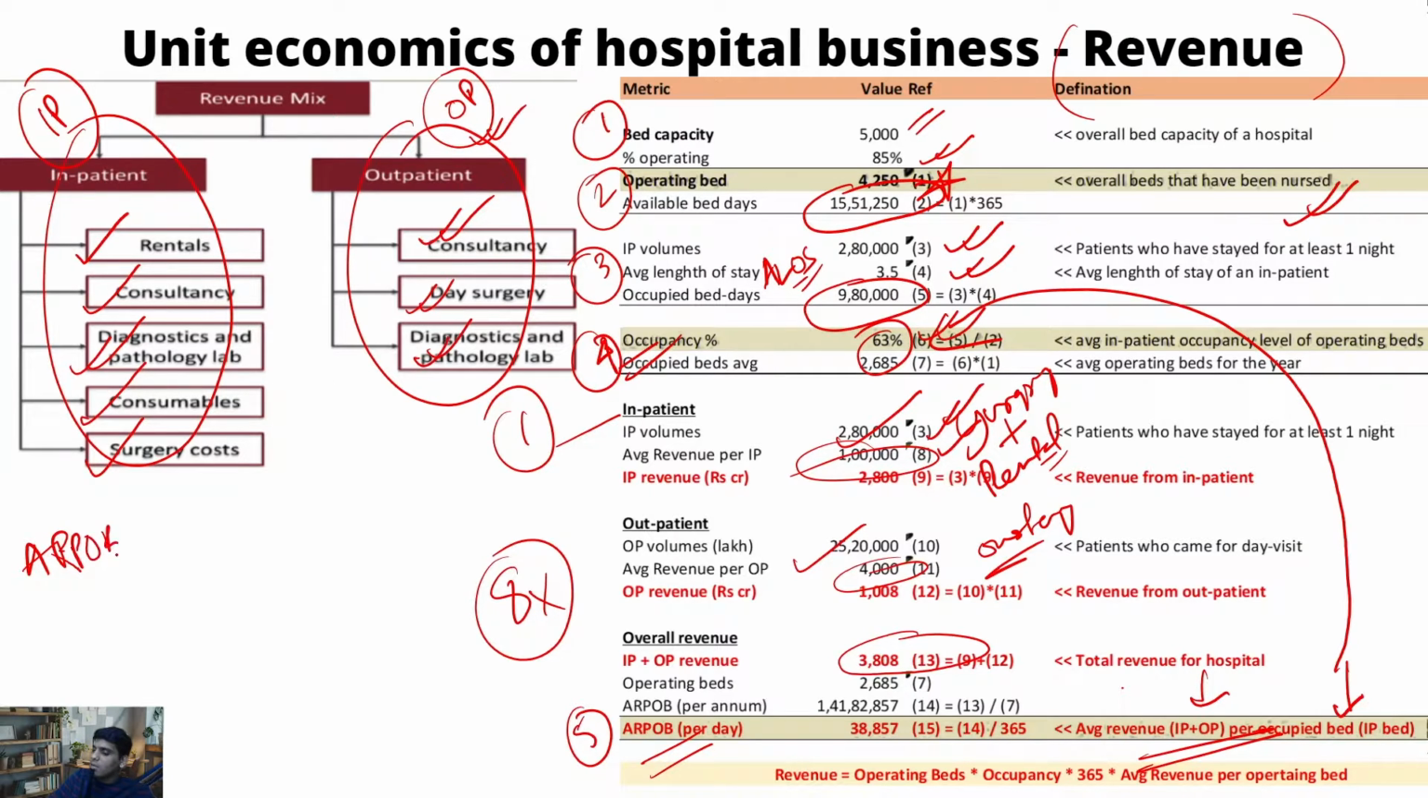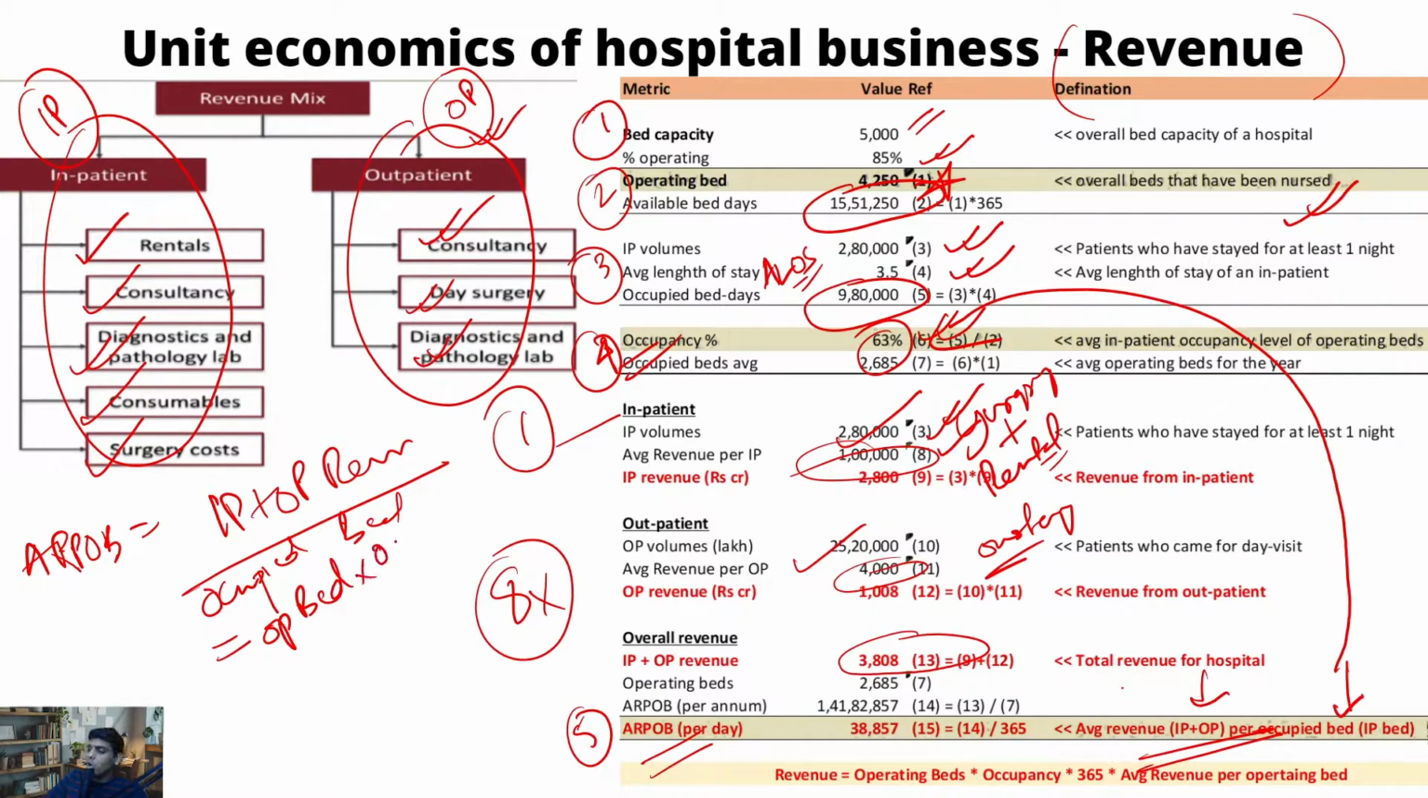So basically ARPOB in formula terms is nothing but my IP plus OP revenue. Basically हर type के revenue is included, but on the cost what I include is only the occupied beds, which is nothing but my total operating bed capacity into occupancy percentage. Now ARPOB per annum निकल सकता है. एक 1.4 crore is my ARPOB in this particular example, but ARPOB can also be converted into a per day number. My average ARPOB per day was around 40,000 rupees. This is the concept of ARPOB.